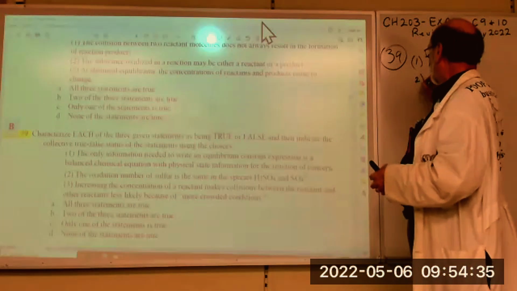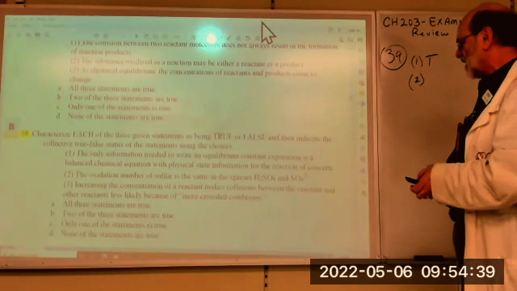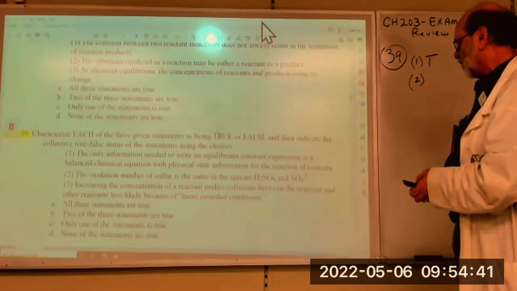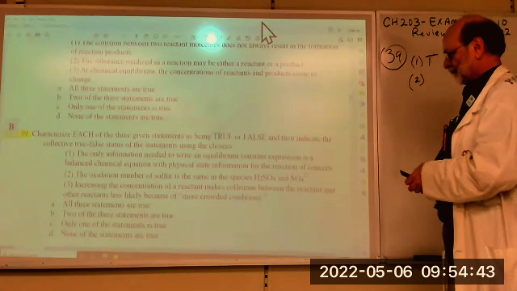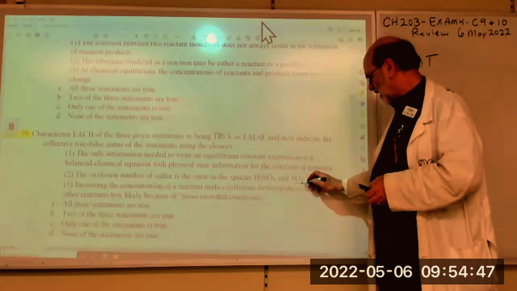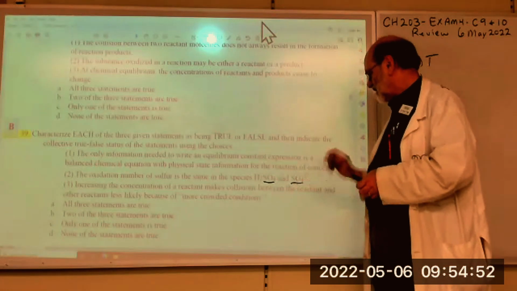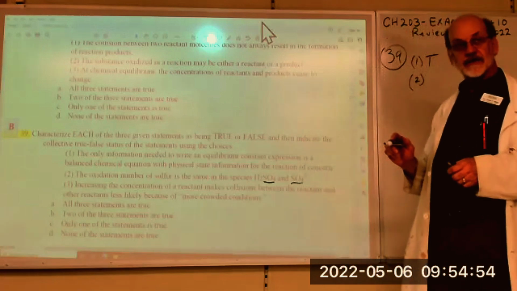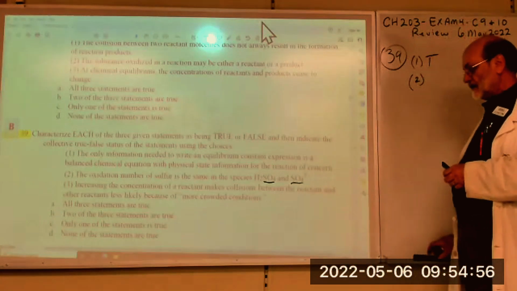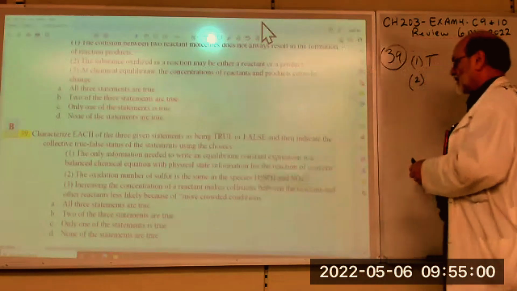How about 2? The oxidation number of sulfur is the same in the species H2SO4 and SO4 2-. Here's the trick to that one. This is the polyatomic ion, and this is the polyatomic ion. Sulfur will have the same oxidation number for both of them. So 2 is true.